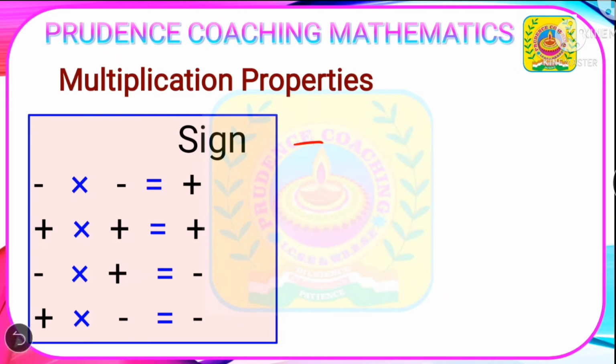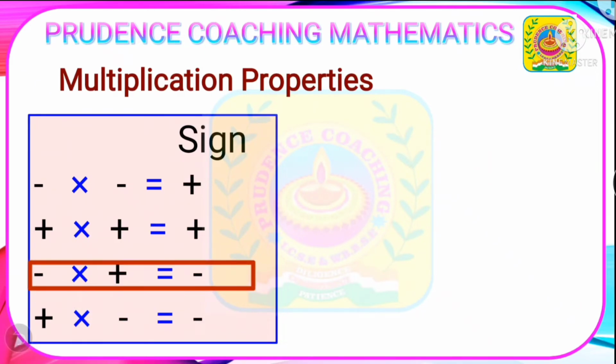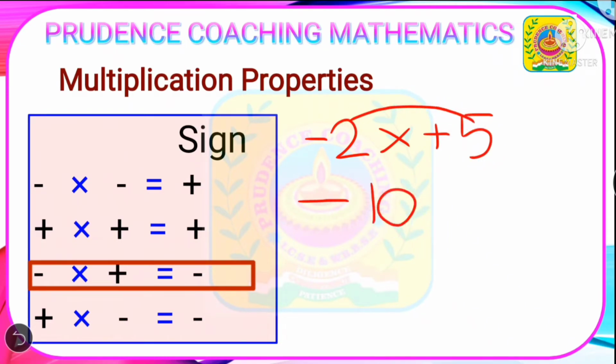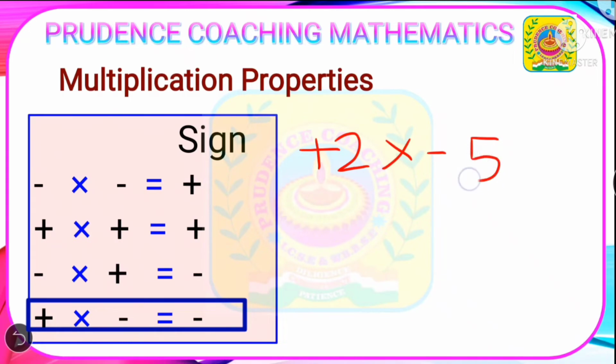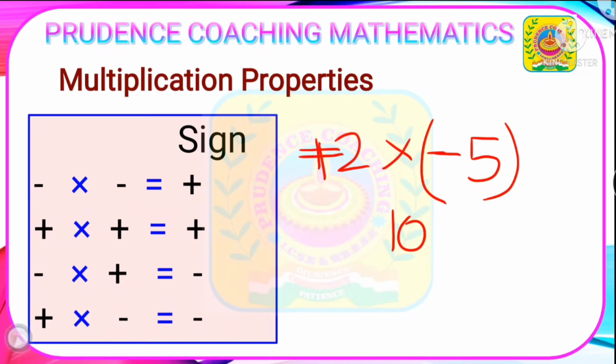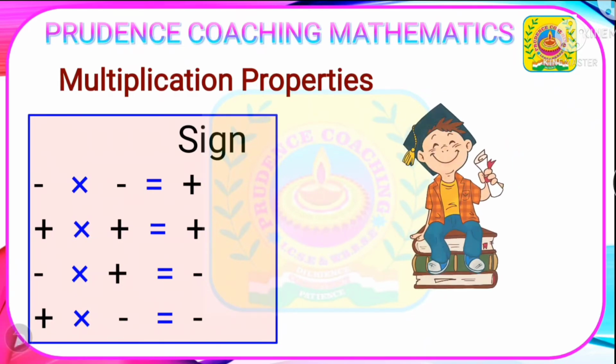Next one, as you can see, minus into plus will give you a negative sign. So here minus 2 into plus 5, the sign will be negative and the answer will be 5 into 2, that is 10. So this is the answer. Next one, or the last property, plus into minus will give you minus. So if we take plus 2 into minus 5, then the calculation 5 into 2 you will get 10, but here we have plus and here we have minus, so the sign will be negative, so the answer will be minus 10.